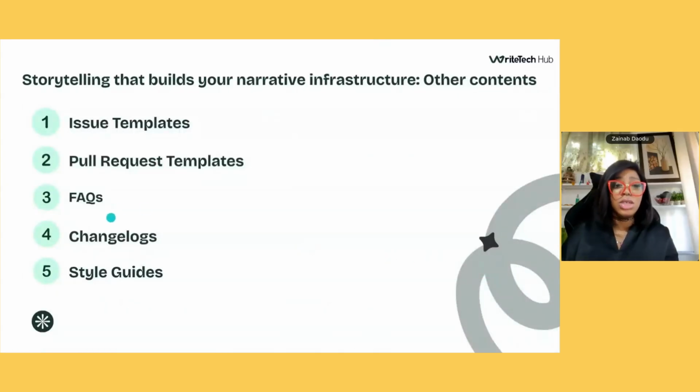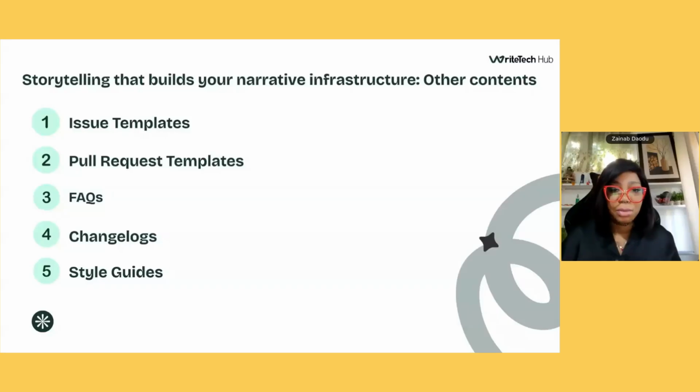And it doesn't stop with the README and contributing.md file, because I've worked with a lot of open source projects that once they have these two files, that's it. But your open source project goes beyond that. You can build your narrative infrastructure by using things like issue templates. It makes it easier, keeps things consistent, and reduces the guesswork for contributors. How do I create an issue? What should be in the issue and things like that? When you have an issue template, it answers all the questions.